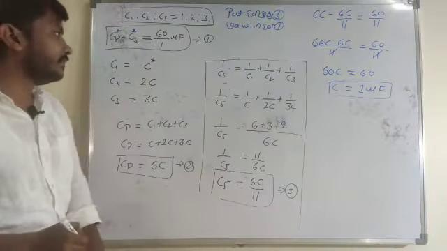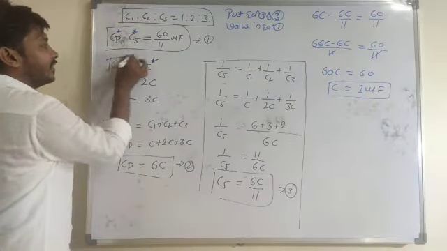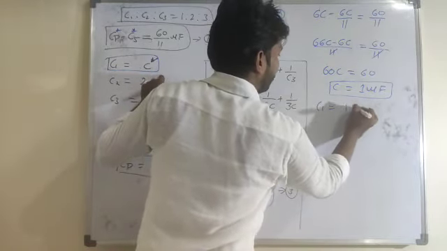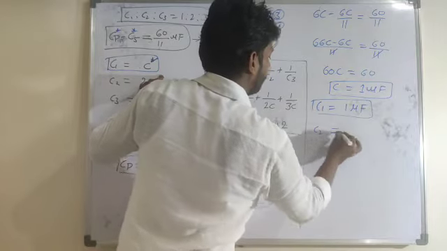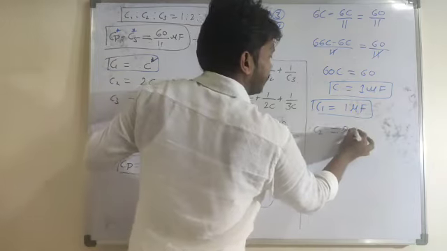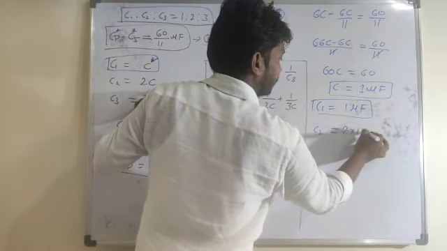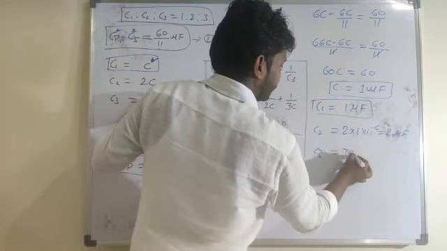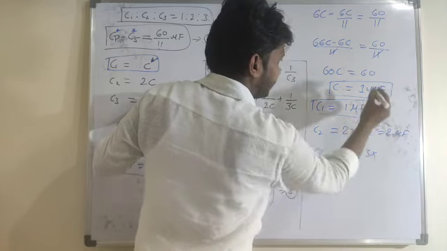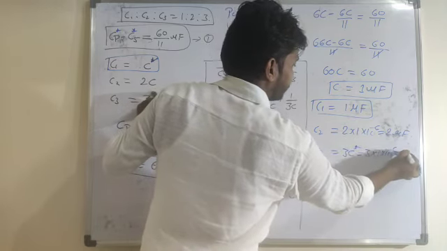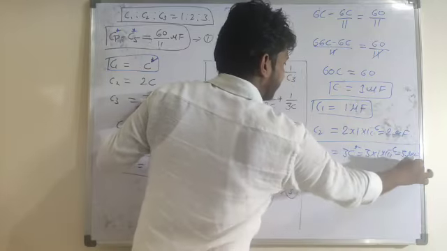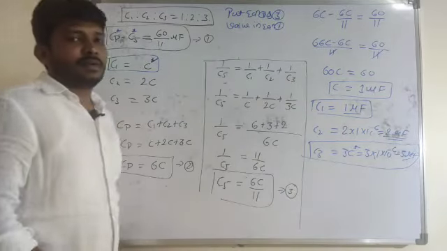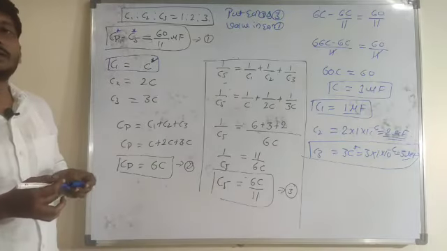So finally I got the C value, which is 1 microfarad. So the C1 value is 1 microfarad. C2 is 2 times C, which is 2 into 1 microfarad, so 2 microfarad. C3 is 3 times C, so 3 microfarad. The individual capacitance values are 1 microfarad, 2 microfarad and 3 microfarad. Hope you are understanding these things. The remaining thing will continue next class.